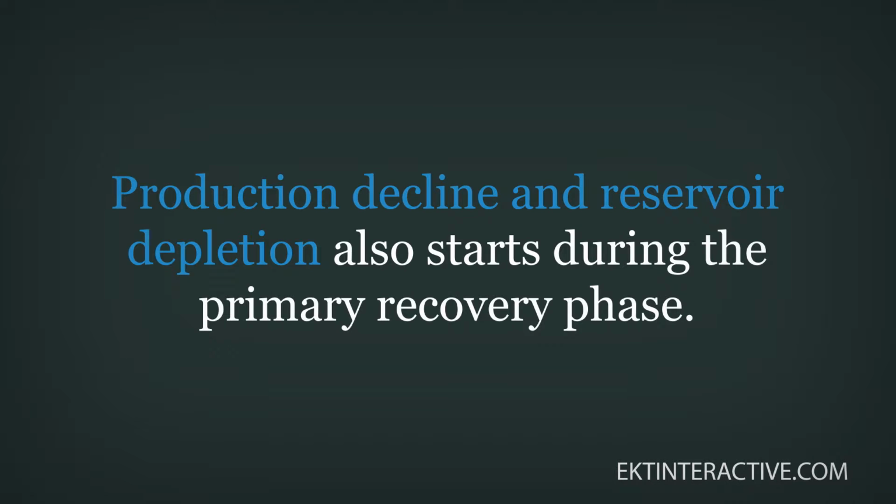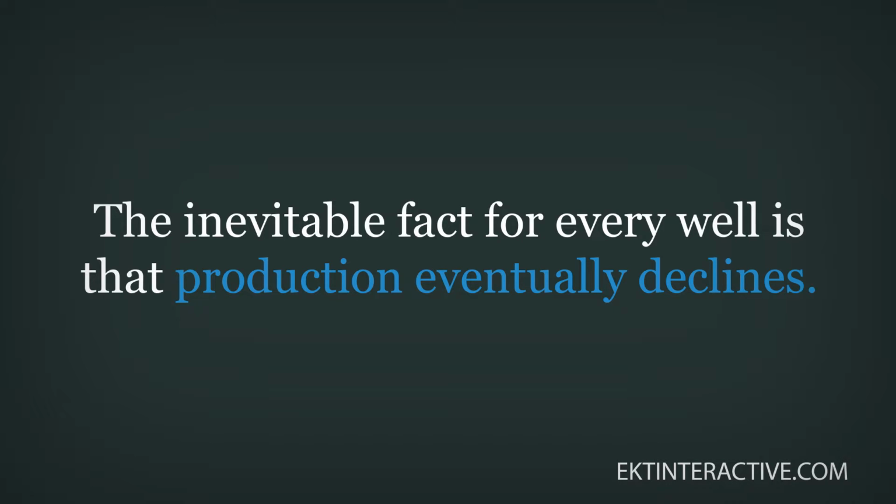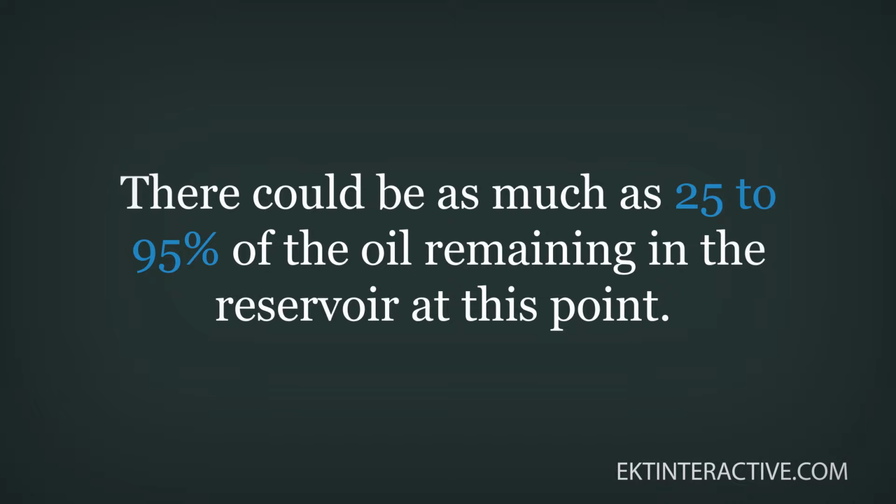Production decline and reservoir depletion also starts during the primary recovery phase. Depletion is caused by the drop in reservoir pressure resulting from the hydrocarbon production. The inevitable fact for every well is that production eventually declines, but there could be as much as 25 to 95% of the oil remaining in the reservoir at this point.